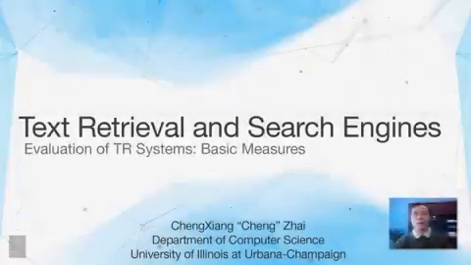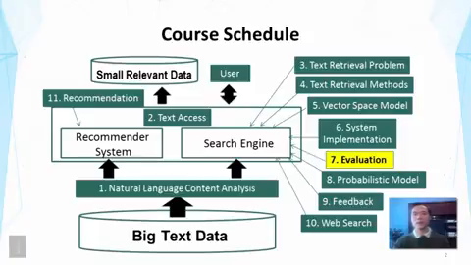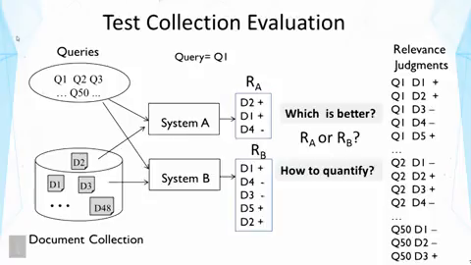This lecture is about the basic measures for evaluation of text retrieval systems. In this lecture, we're going to discuss how we design basic measures to quantitatively compare two retrieval systems. This is a slide that you have seen earlier in the lecture, where we talked about the Cranfield evaluation methodology. We can have a text collection that consists of queries, documents, and relevance judgments.